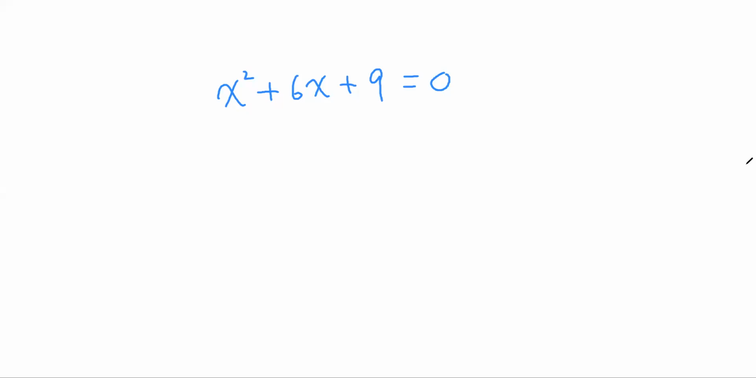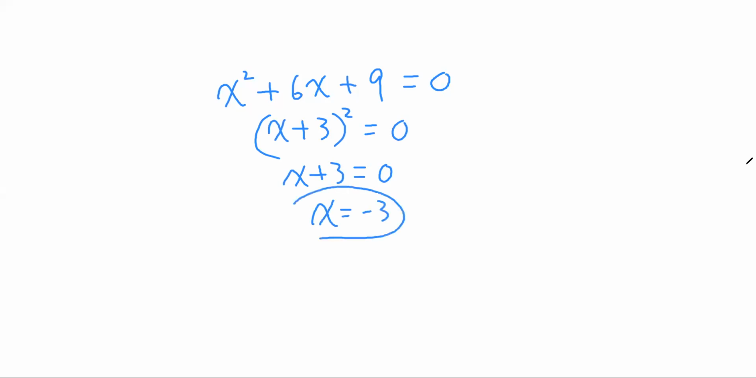x plus 3 and x plus 3. So this one can be (x plus 3) squared equals 0, right? So x plus 3 should be 0, so x can be only one answer: negative 3. Everyone can do this one, right?